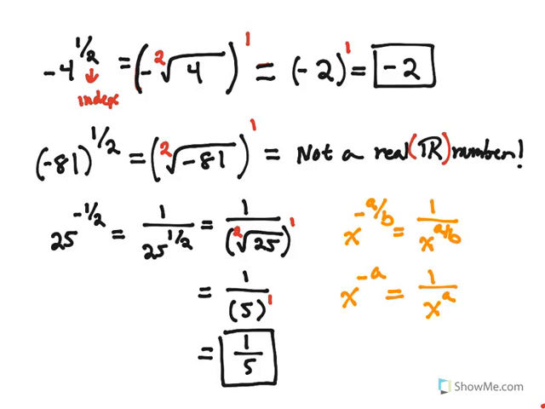Okay? I think we should do one more like that. 27 to the negative 1/3 power. That's going to be equal to 1 over 27 to the positive 1/3 power. You need to make that exponent positive. Okay?